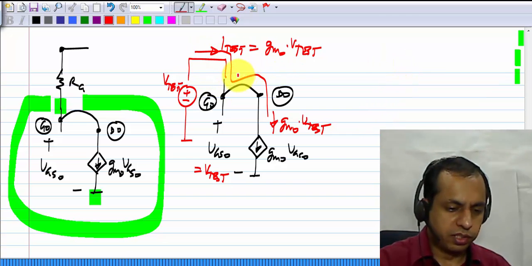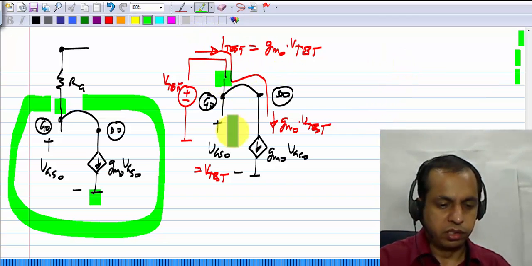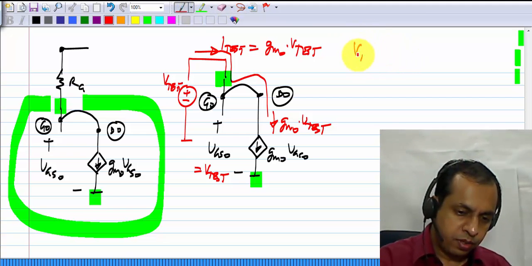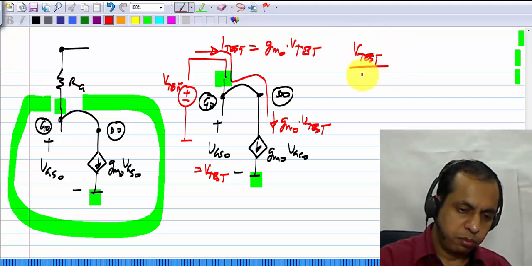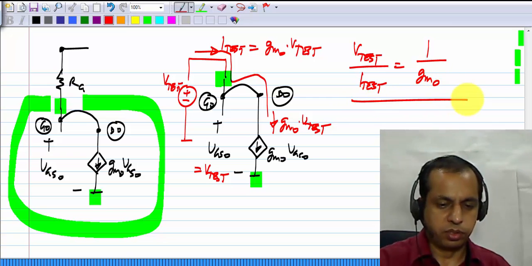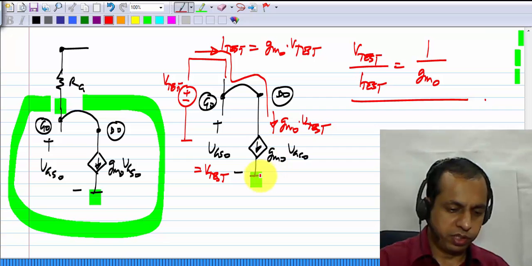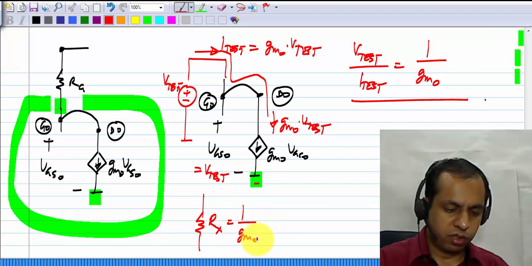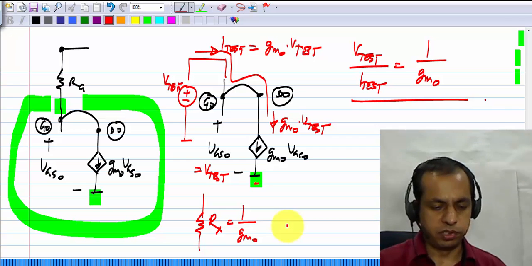So the small signal resistance seen between this point and ground is nothing but V test by I test, which equals 1 over GM0. So this whole thing between this one and that one has an incremental equivalent whose conductance is GM0, or the resistance is 1 over GM0.